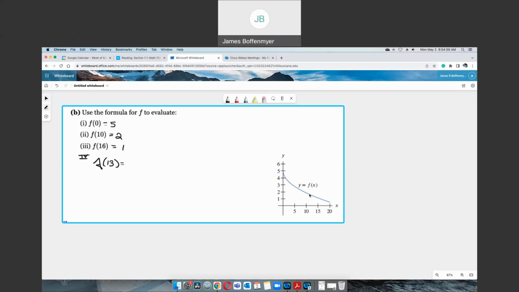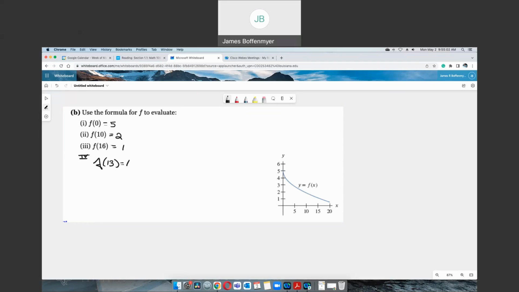Then if we go up to where our blue line is, f of 13 would be somewhere, I don't know, let's say about 1.8. That's about where f of 13 would be, where your x value is 13 and your blue line is right here. Then you go over and estimate where your y value would be. That's why I said about 1.8. You can do about 1.6 to 1.9 or 2 or something like that.